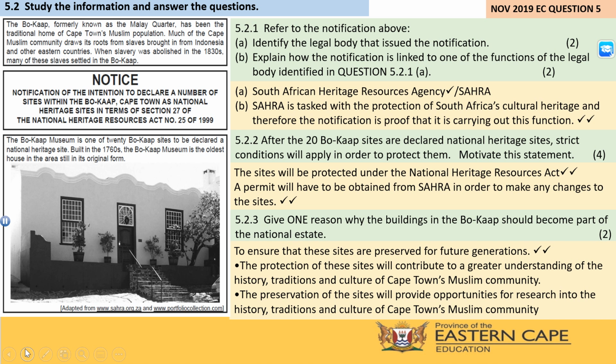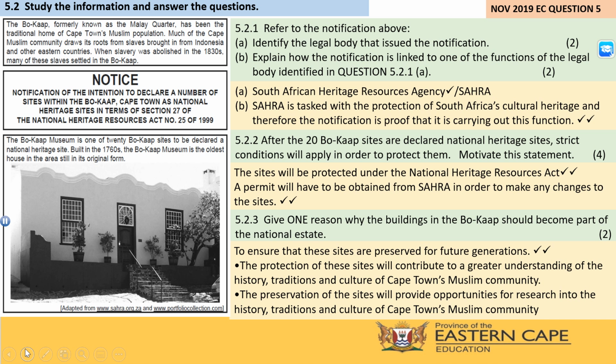Firstly, to ensure that the sites are preserved for future generations, and we had that again earlier on in the presentation when we spoke about the functions of the South African Heritage Resources Agency. Another answer that is given there is that the protection of these sites will contribute to a greater understanding of the history, traditions and culture of Cape Town's Muslim community, as well as the preservation of the sites will provide opportunities for research into the history, traditions and culture of Cape Town's Muslim community.